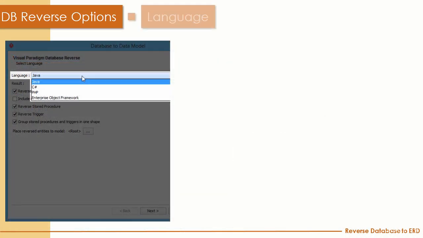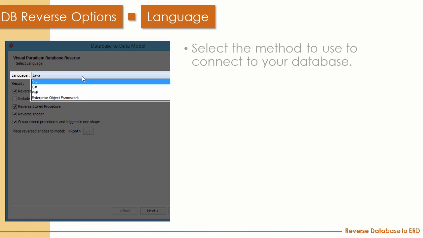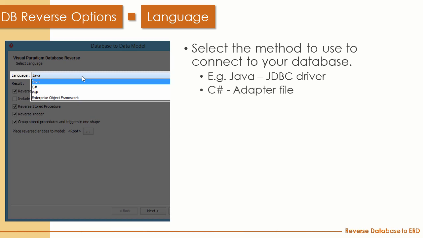Let's move on to talk about the different options. When you reverse the database, you will see a lot of options. The first one is the language. You can select what method you want to use to connect to the database. You can select Java, where the JDBC driver is used. Or if you're using C#, it uses the adapter file.